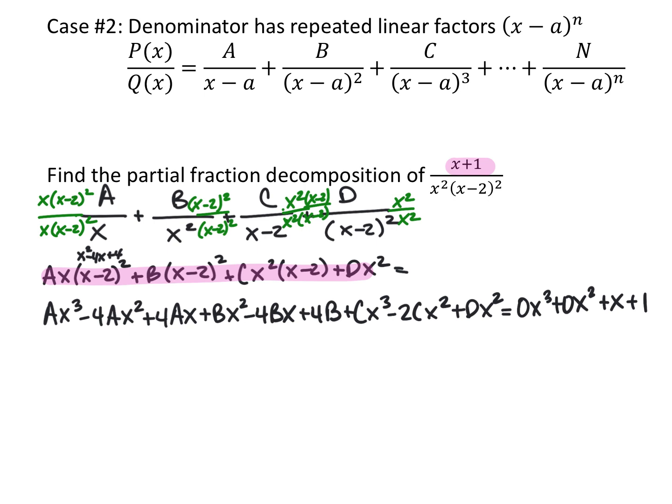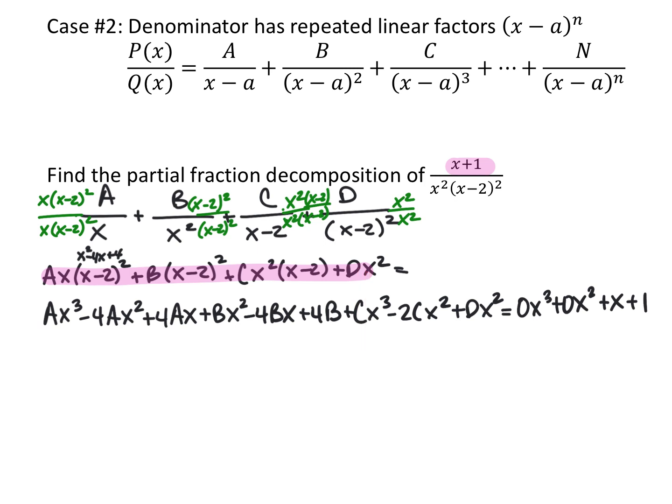So when I multiply everything out, x minus 2 quantity squared is x squared minus 4x plus 4 times ax is going to give me ax cubed minus 4ax squared plus 4ax. And then that thing times b is going to give me bx squared minus 4bx plus 4b. Cx squared times x minus 2 is going to give me cx cubed minus 2cx squared. And then dx squared is just dx squared.